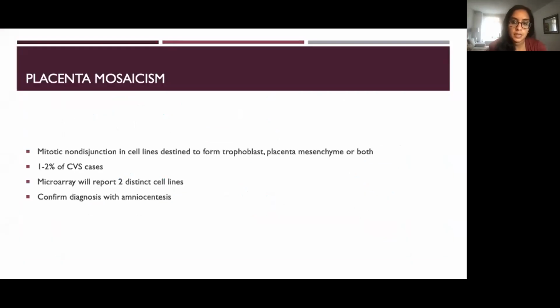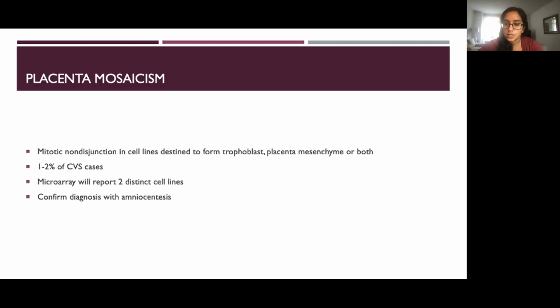Placental mosaicism arises from mitotic non-disjunction in cell lines destined to form trophoblast, placental mesenchyme, or both. This is found in approximately 1 to 2% of CVS cases. The karyotype or microarray comparative genomic hybridization, which is also called chromosomal microarray, report will describe 2 or more distinct cell lines. To confirm the diagnosis of confined placental mosaicism, the abnormal cell line noted in the placenta must not be seen in the embryo, fetus, or neonate.